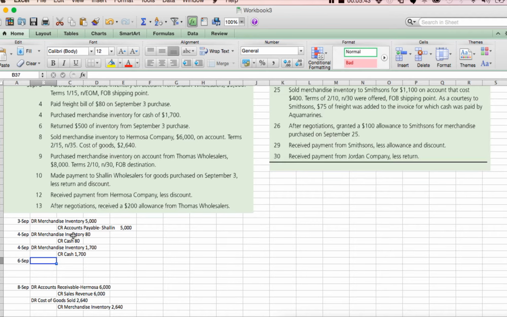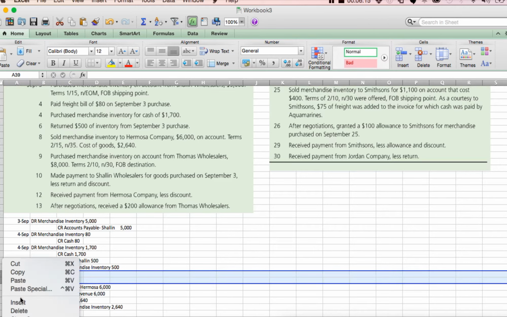And like I discussed, and like your book discusses, that's just going to be basically a reversal of this entry right here. So we're going to have a debit to accounts payable, Shallon, for $500. And then we're going to have a credit to merchandise inventory of $500. Okay, so that takes care of that one. Now, moving on, let's take a look at September 9th. Let's get rid of these extra lines here.